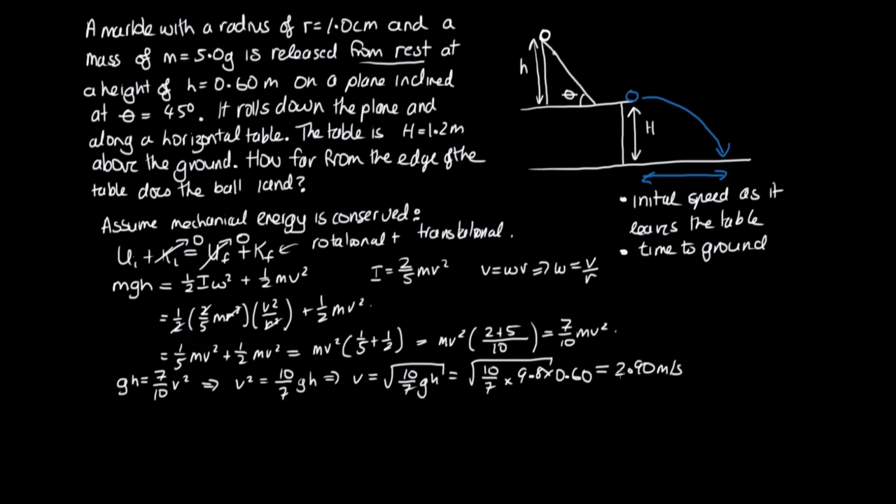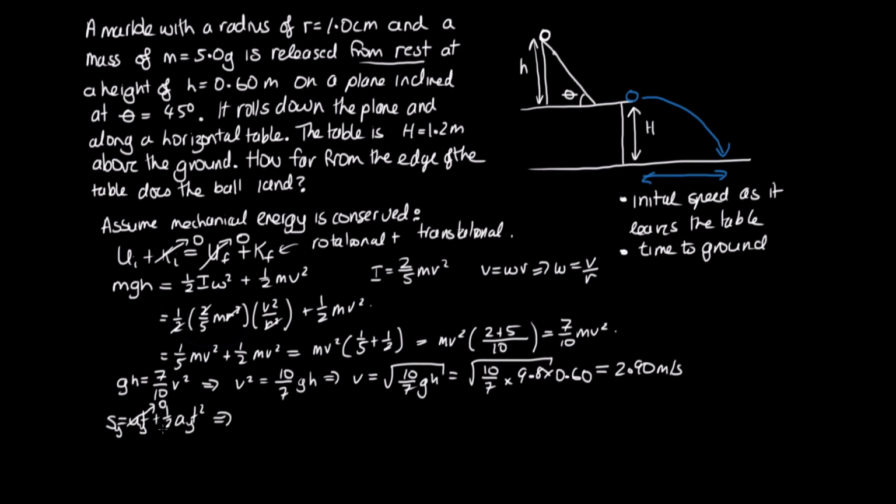Okay, so now we've got the initial speed. Now what we need to do is calculate the time to ground. To do that, we're going to use our kinematic equation. We can use s is equal to ut plus a half at squared. We're going to look at the vertical direction to get the time. So this will be s_y, u_y, a_y, t squared. Now, vertically, it has no initial speed. Initially, because the table's horizontal, it's traveling in the horizontal direction. So u_y here is 0.